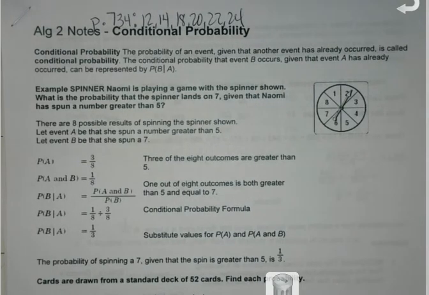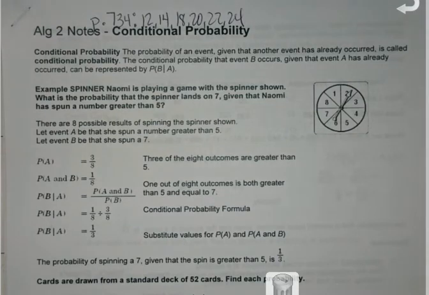So today we're going to start talking about what's called conditional probability. And the conditional part means if one thing happens, how does that affect the next event? So, for instance, here, you'll see the word given a lot. Given that event A has already occurred, find the probability that event B occurs after this.